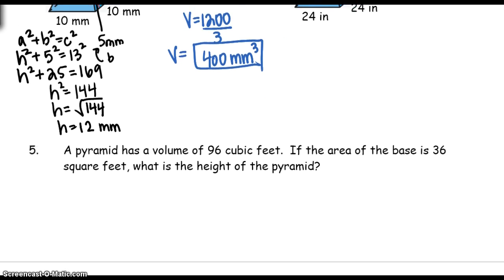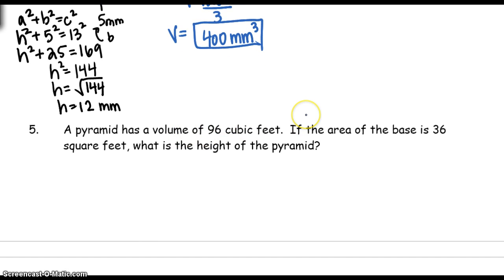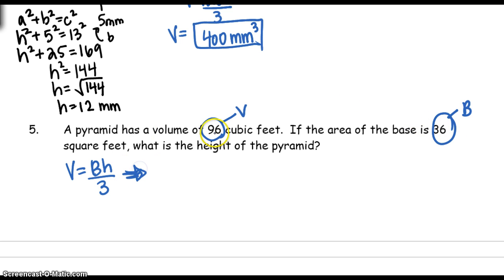Let's talk about number 5. A pyramid has a volume of 96 cubic feet. So the first thing I would do is write down the formula, which is V equals area of base times height over 3. It says that the volume is 96, so this is our V, and the area of the base is 36, so that must be our big B. So I'm going to write sideways here, 96 equals 36H over 3. And you can go ahead and do 36 divided by 3.